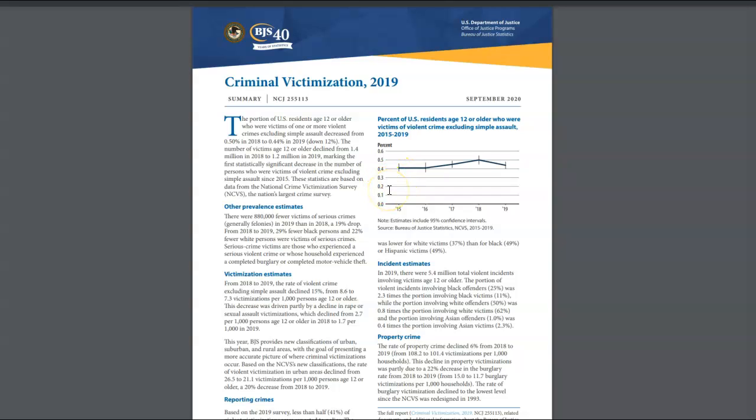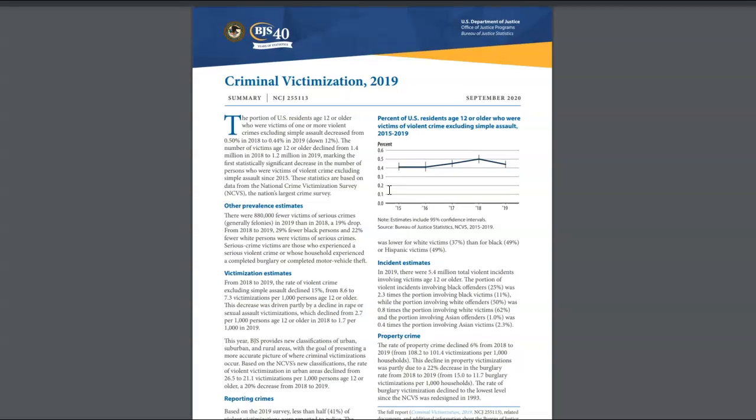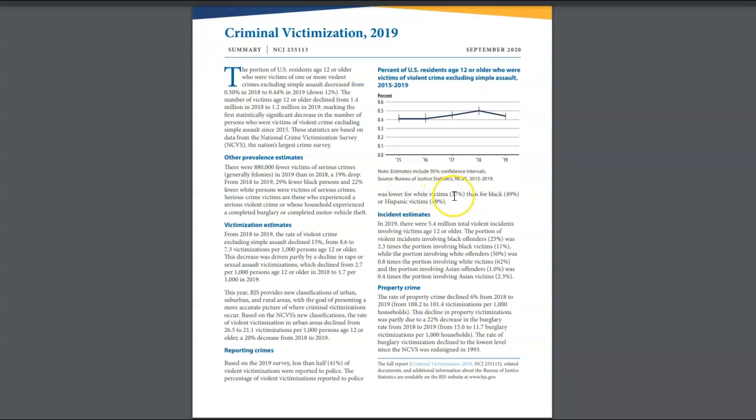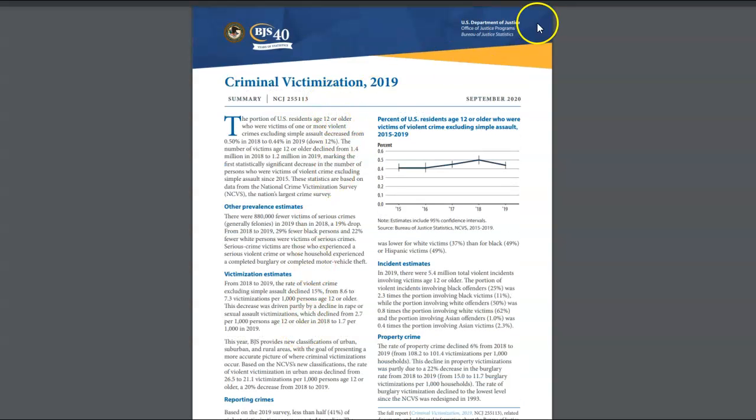I've clicked a number of links, and the one that's going to be most useful for our purposes here is the summary link. You'll see a summary. It's going to go victimization, and then it's going to tell you the rate of violent crime declined 15%. It was driven partly by a decline in rape or sexual assault victimizations, which declined from 2.7 in 2018 to 1.7 in 2019. Then you can get all kinds of information.